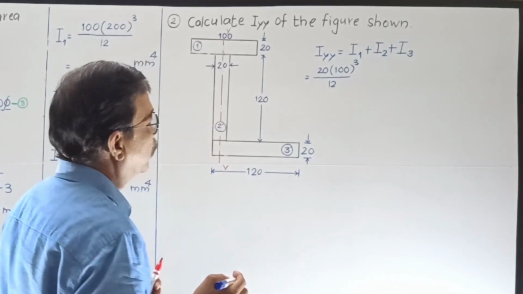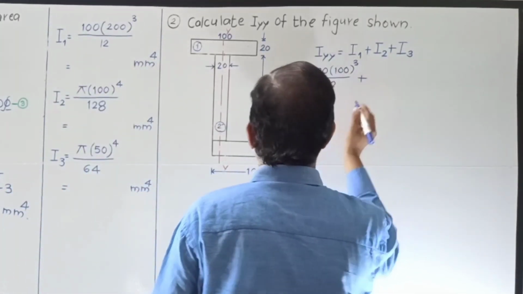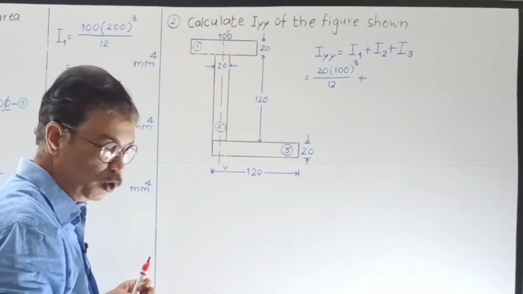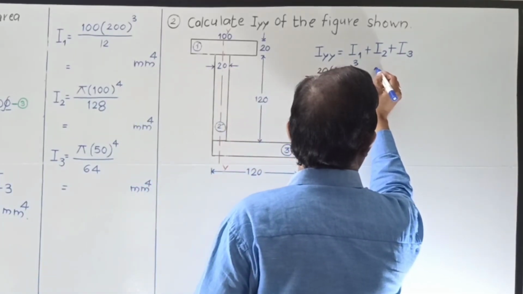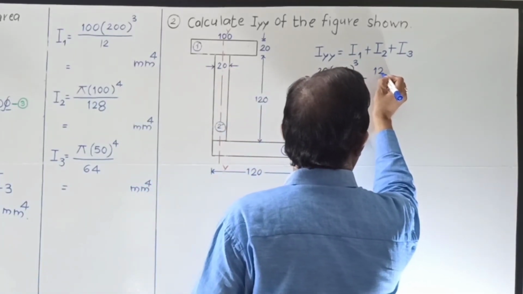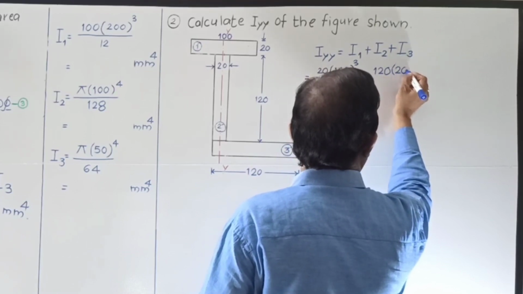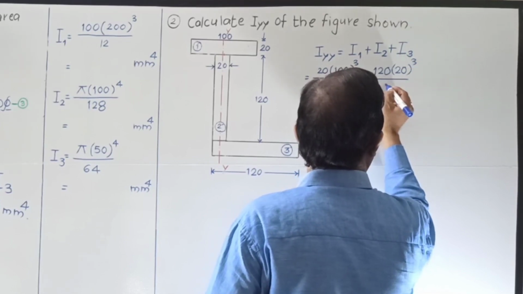Okay. Now plus I2. What is I2? Moment of inertia of this second rectangle. Again dB cube by 12. What is dB for the second rectangle? It is 120. What is B? It is 20 cube divided by 12.